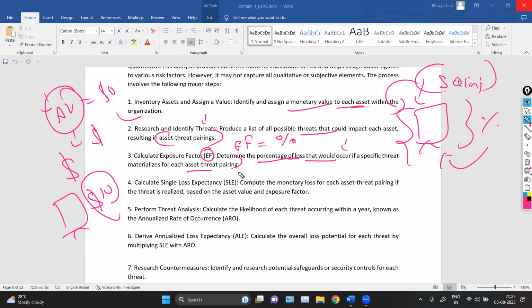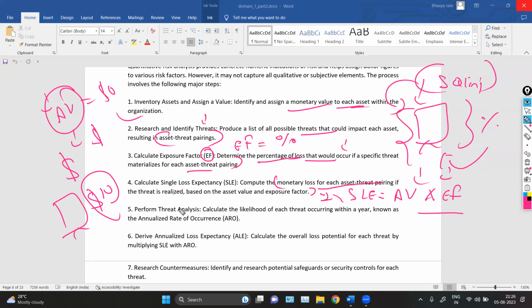Then we have SLE, which is single loss expectancy. It computes the monetary loss for each asset-threat pairing, if the threat is realized, based on the asset value and exposure factor. So SLE is equal to AV into EF, that is asset valuation times exposure factor. It is the monetary loss for each threat pairing if the threat is realized. So the formula of SLE is AV into EF.